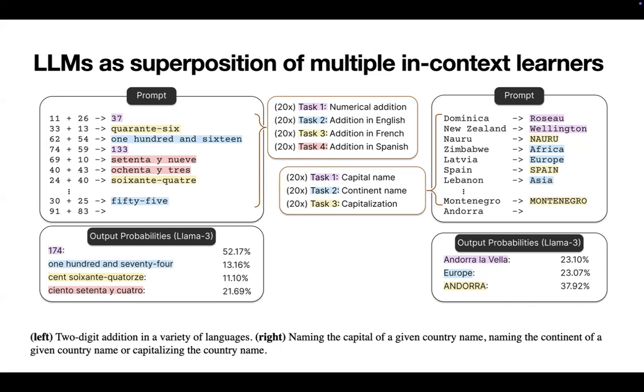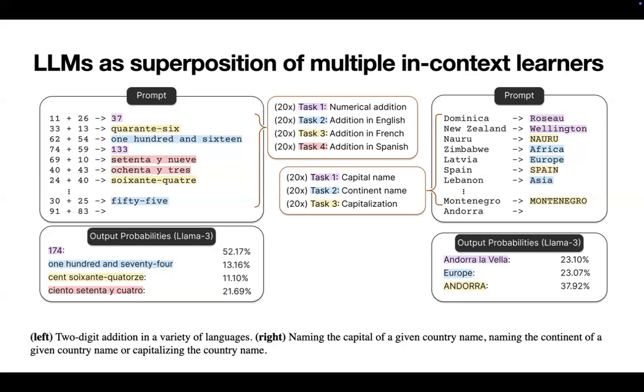For each task, we sample 20 task demonstrations, and we randomize the order and put them in the prompt. After that, we form a query. So here, for example, in this prompt, we have 11 plus 26, right arrow 37, which corresponds to the numerical addition task. And the second line corresponds to addition in French text, and so on.